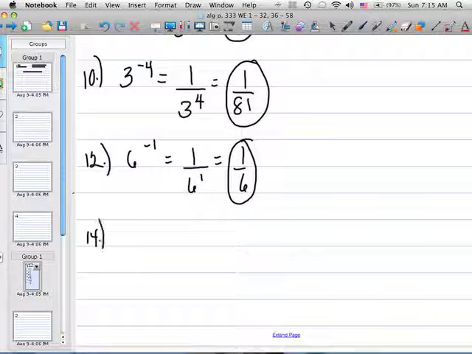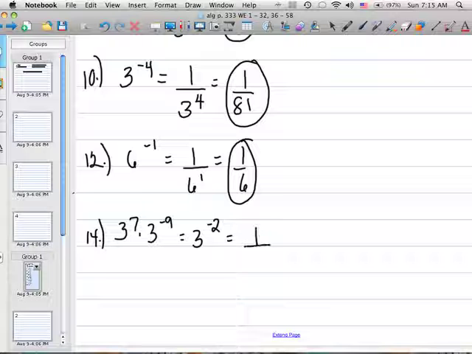Problem 14, we have 3 to the 7th times 3 to the negative 9. The bases are the same, they're both 3, so I'm going to add my exponents. 7 plus negative 9 is negative 2. And that's a negative power, so I make it a positive power by putting 1 over 3 to the 2nd. And 3 to the 2nd is 9, so 1/9.